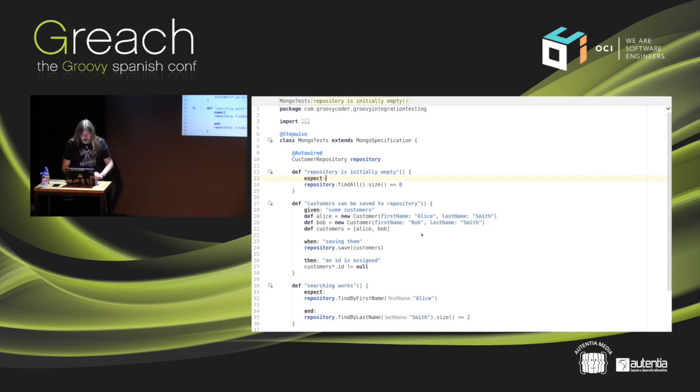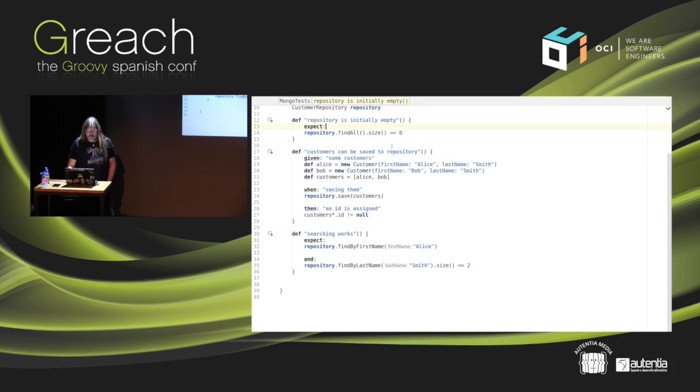Okay, it's basically the same test, but this time using a Mongo database instead of Postgres. Stepwise as well, to have it stateful all the time. And in the beginning, the Mongo repository is empty. Then we save some customers, and then we can search for them.